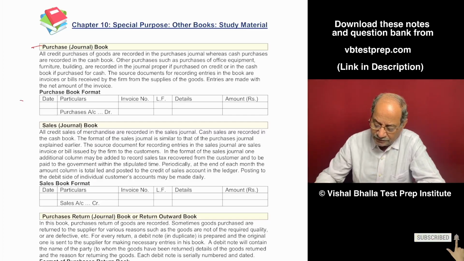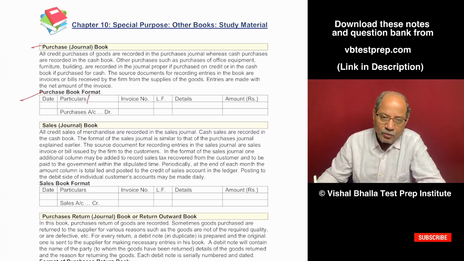Here is the format. First column is date. It will contain the date of the transaction. In the particulars, you can write supplier also, because we purchase from our suppliers. In some books it is written suppliers, so that is one and the same thing. Then invoice number, as whenever we buy the goods on credit, we get an invoice. Ledger folio, again the same thing. It will contain the number of that folio of the ledger where this has been posted.